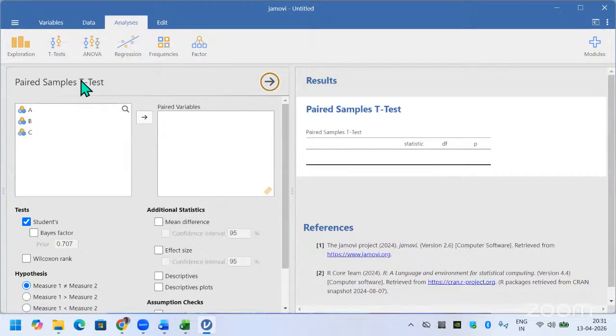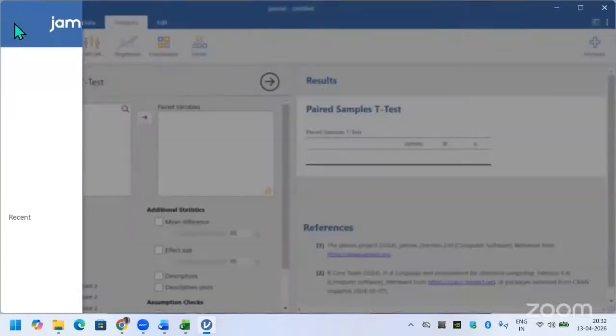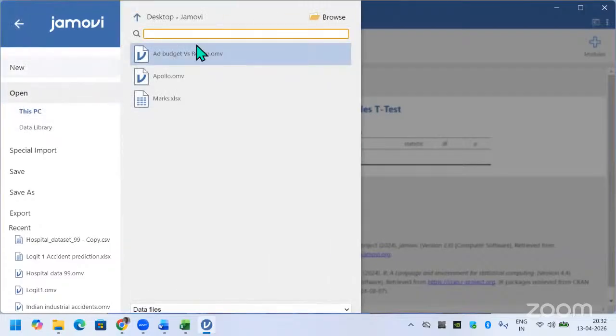Either this is the helmet rule or something like CCTV camera surveillance has taken place. Because of that, the number of accidents got reduced. Now you can see I have to open a data set here, so I'm opening my data set.